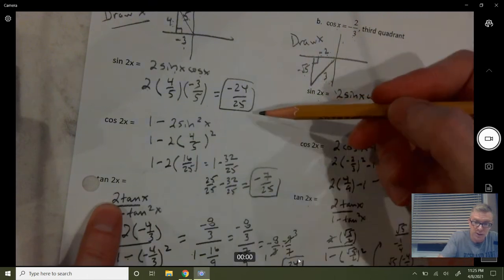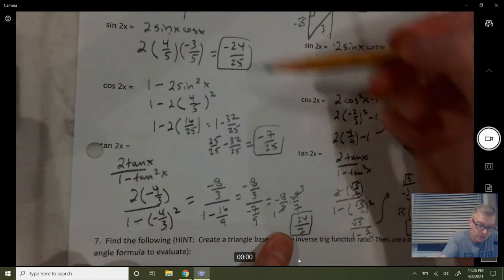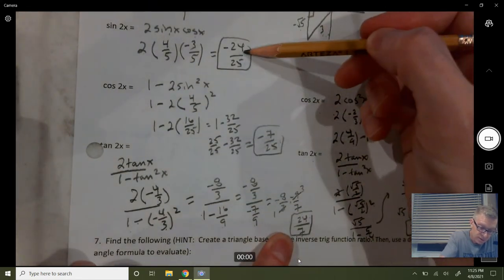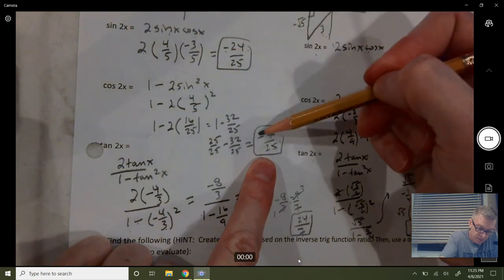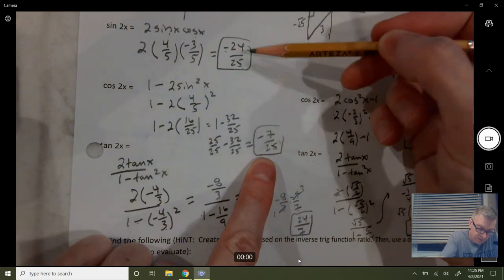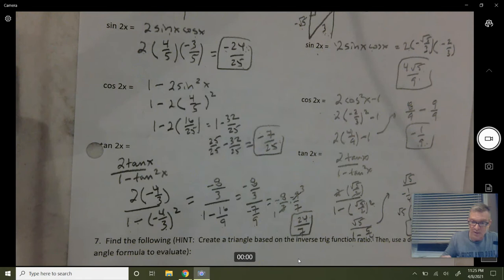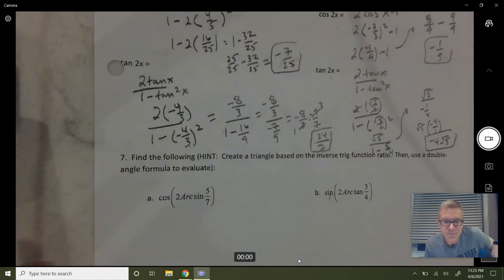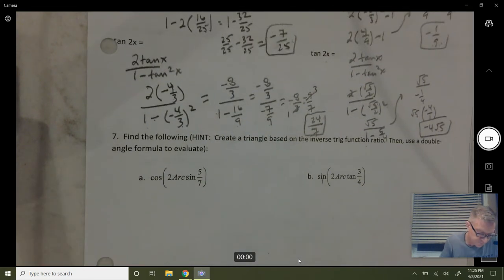Okay, just for fun, we could check this one too. Tangent of 2x should equal this divided by this. So this divided by this, the negatives cancel, you should get positive, and the 25's cancel, you get 24 over 7. Perfect.